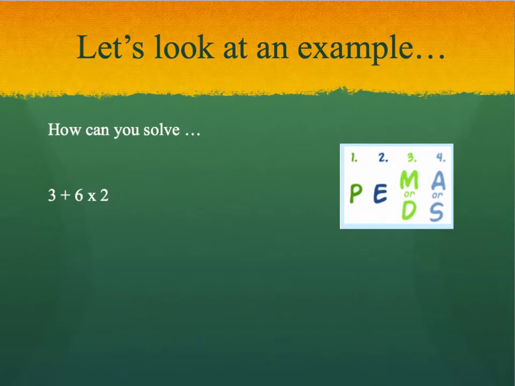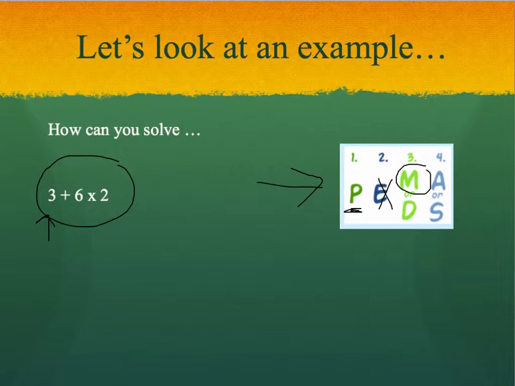Okay, so if you were to solve this equation using our PEMDAS, or Please Excuse My Dear Aunt Sally, when you're reading left to right, which operation comes first? There's no parentheses, there's no exponents, but I do see multiplication. So I'm going to multiply first. I'm going to do 6 times 2, which is 12. And then there is no division, but I do see addition. So then I would add 12 plus 3 equals 15.